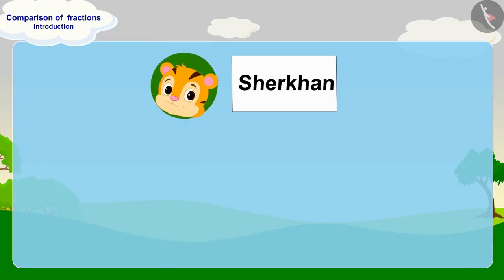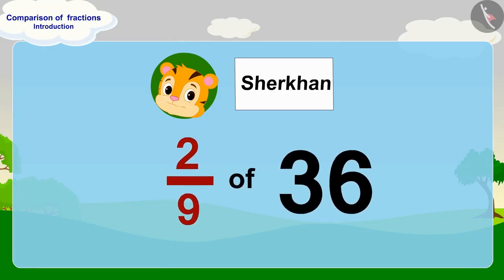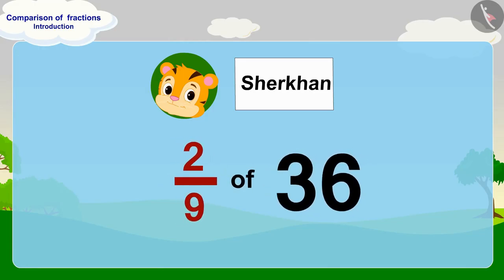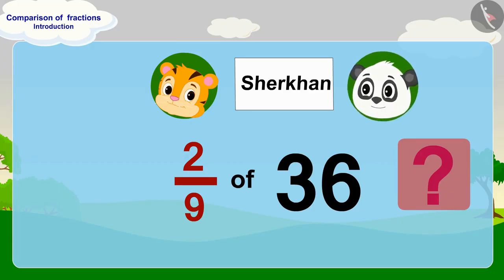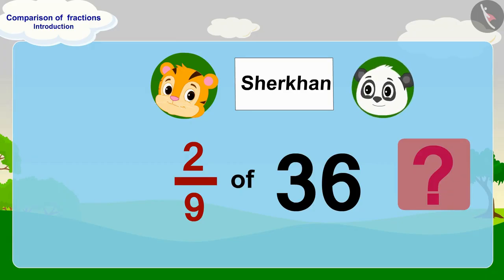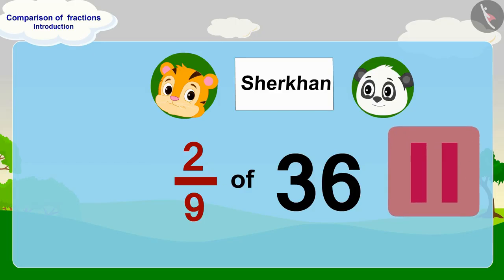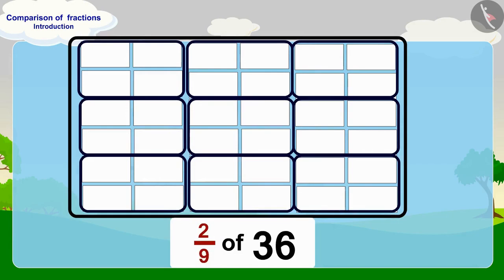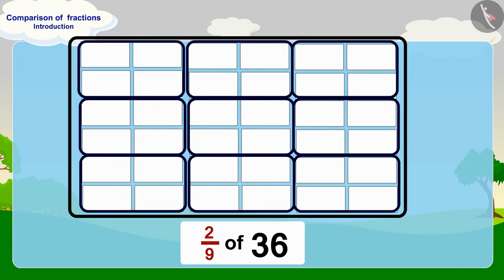Now Sher Khan has written his name on 2/9 parts of 36. Can you tell how many pieces of paper Sher Khan has written his name on? Is it less than Golu's pieces or more? If you wish to, you can stop this video and find the answer. Well done children, you have solved it perfectly.